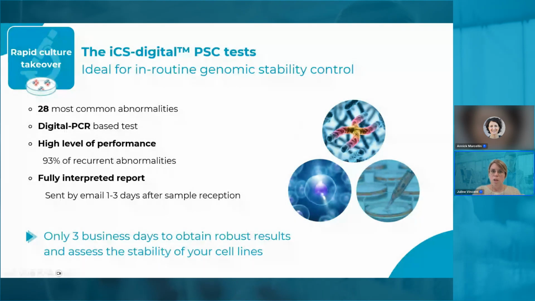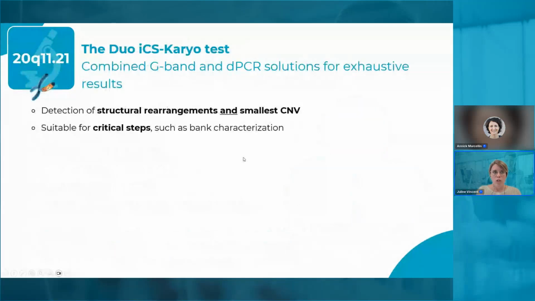If you need more exhaustive results and want to see the smallest as well as the biggest abnormalities, digital PCR can be combined with G-banding thanks to the dual ICS karyo test. Structural rearrangement and smallest CNVs are both detected before critical steps, such as bank characterization, for example.